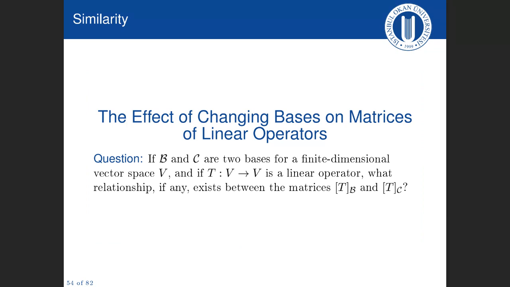Let's talk about the effect of changing bases on matrices of linear operators. Let's suppose that B and C are two bases for a finite dimensional vector space V, and let's suppose that T is a linear operator on V. The question we want to look at is what relationship, if any, exists between the matrix for T relative to the basis B and the matrix for T relative to the basis C.